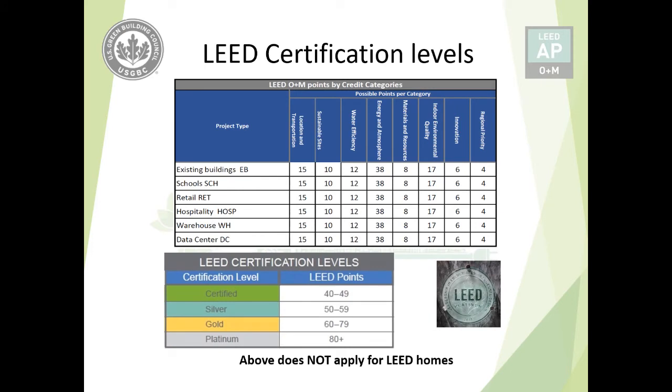The certification levels. We have seen the LEED O+M points chart in the credit categories, and after summing up all, it will be 110 points, out of which if you get 40 to 49, you'll be certified. Your building will be certified. If you have 50 to 59 points, the building will be silver certified. 60 to 79 will earn a gold, and 80 plus would be a platinum certified building. The above does not apply to LEED homes, similar to what we saw in the BD+C.